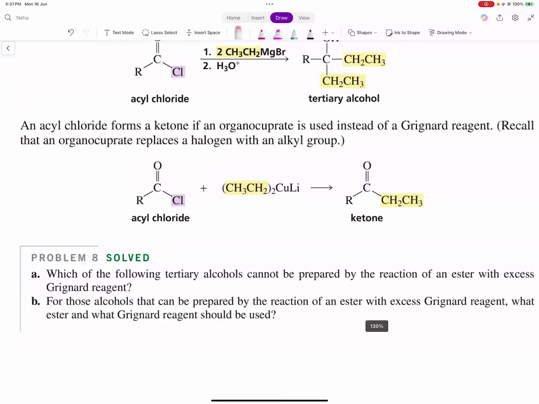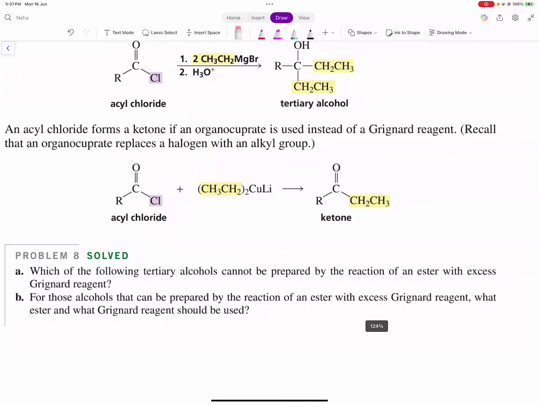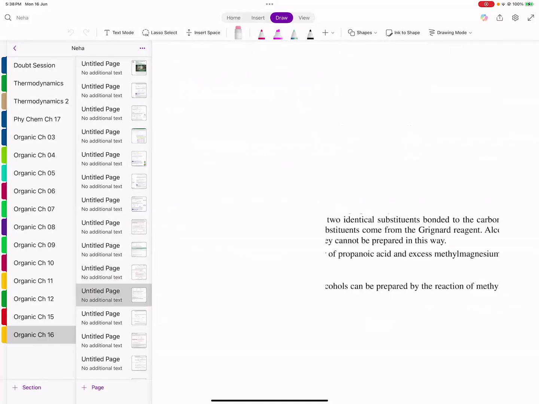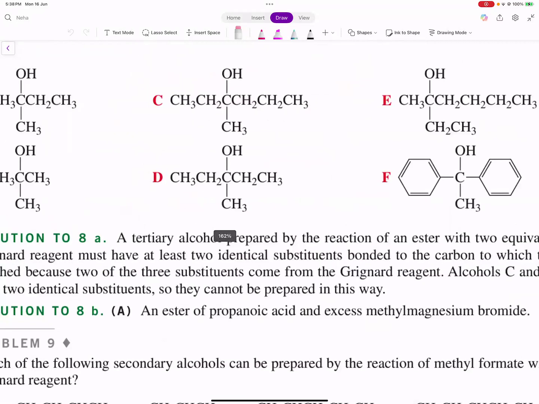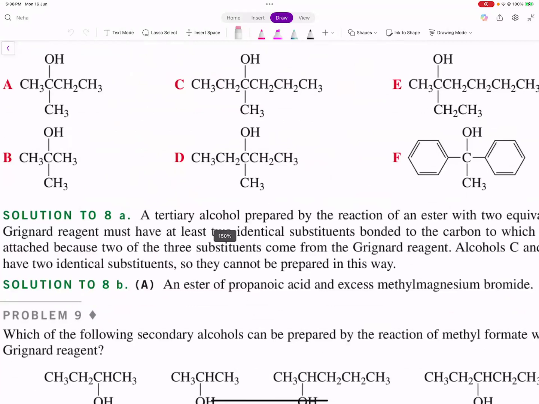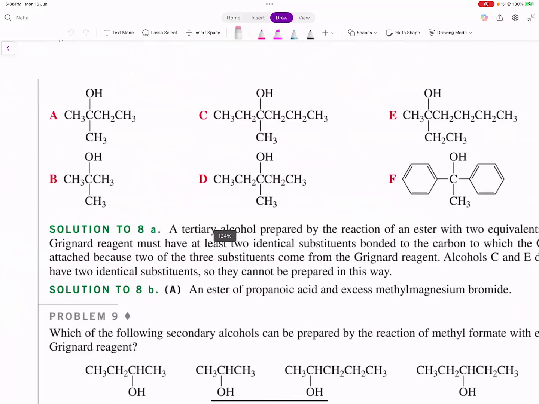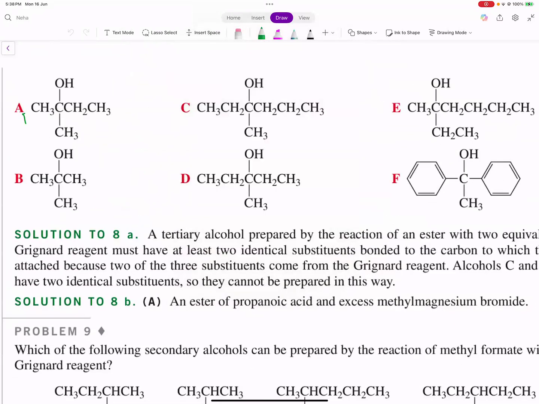Now this is a problem: which of the following tertiary alcohols cannot be prepared by an ester with excess Grignard? So which tertiary alcohol cannot be prepared with the ester and excess Grignard reagent? And if you can prepare it, then tell us which ester and which Grignard reagent you will use. We can only prepare those where the two groups are the same. So we can prepare this.